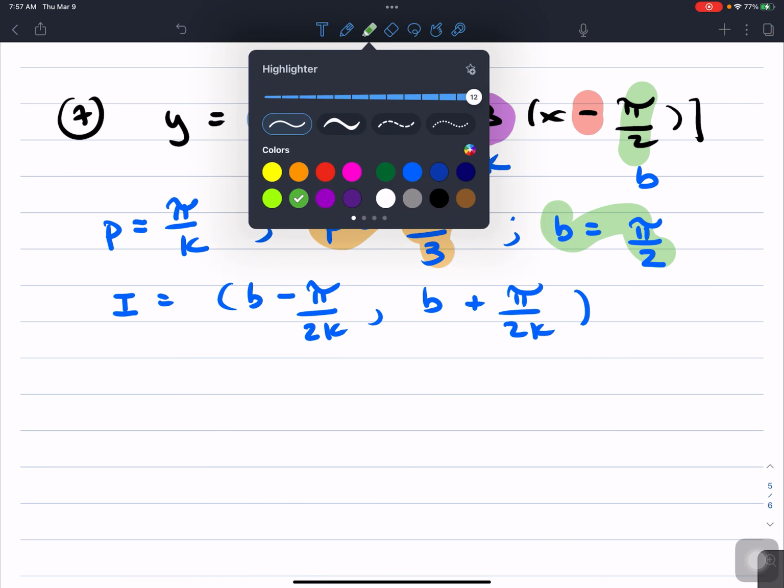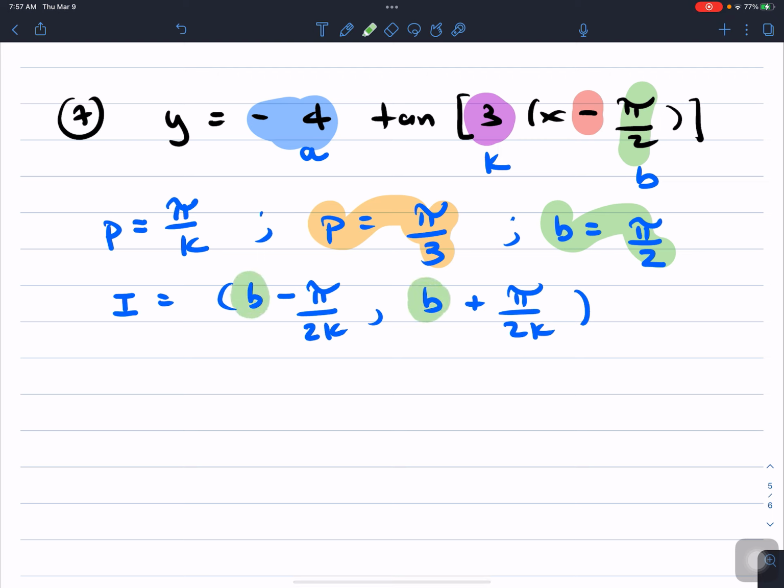Okay, so I'm going to put some color here. So maybe that stands out, but I can't use the orange, but I can use my purple because my k value is here and here. What's k again? What's k? 3. Good. So, okay, let's see what we get for that interval of one cycle.